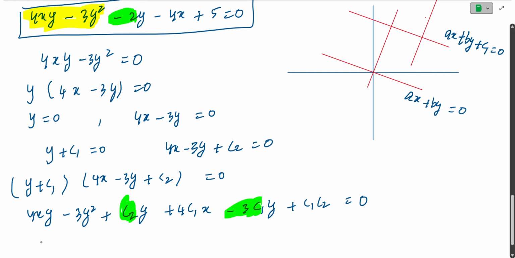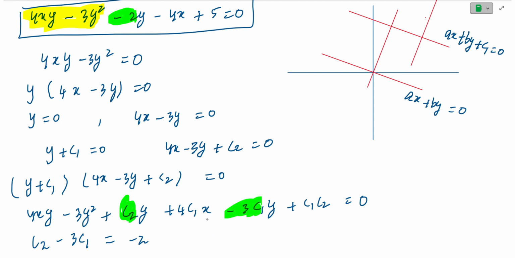By comparing the coefficients of y, they are going to be the same. Why? Because the pair of straight lines I've assumed, y plus c1 is equal to 0 and 4x minus 3y plus c2 is equal to 0, is going to represent the given equation. That is why I'm comparing these two equations. So comparing the y coefficients, c2 minus 3 times c1 should be equal to minus 2. That is one comparison.